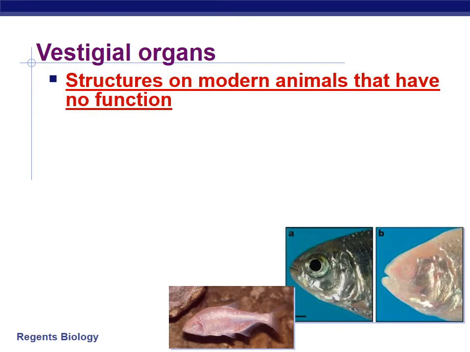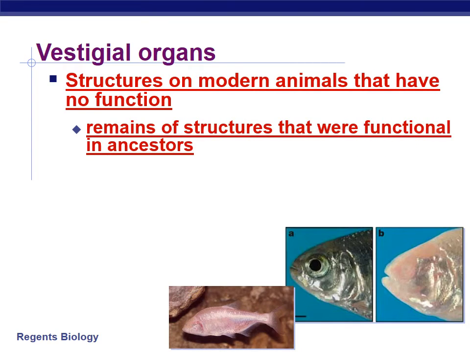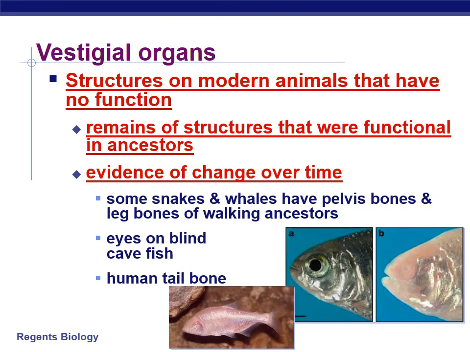The last type of structure you need to know is known as vestigial structures. They are structures on animals that have absolutely no function, so they're leftovers. They're remains of structures that probably were functional in ancestors. There's a lot of examples of them.